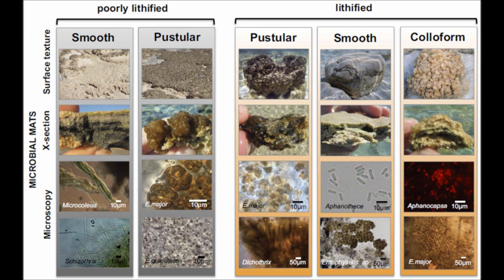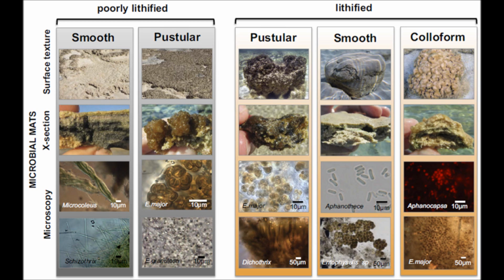Then the pustular mat is also making these sheets in the intertidal, and it's dominated by Entophysalis major and Entophysalis granulosa, and they're both little coccoid cyanobacteria, and they make this kind of squishy bulbous mammillate mat. But then as you move deeper into the subtidal, you have another form of pustular mat, and this pustular mat, instead of just making sheet mats, suddenly the communities become more diverse, and that diversity is creating a lithified structure.